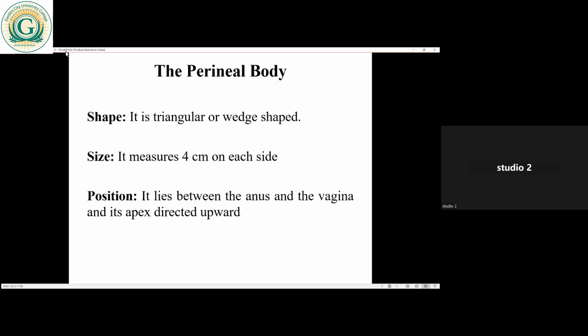Then we have the perineal body. This is a triangular shape where, when the woman is in the lithotomy position, you look at the vagina and then you look at the anus. The region in the middle is what we call the perineal body or perineum. It's very, very important. Sometimes it is cut when the baby is finding it difficult to come. The midwives cut the perineal body, what we call the perineum. It measures 4 centimeters on each side, lies between the anus and vagina, and its apex is directed upwards.